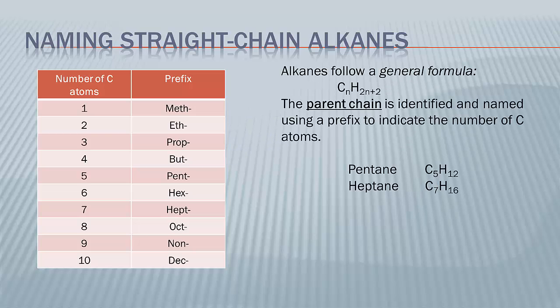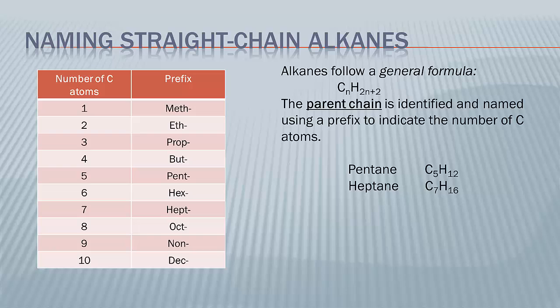Alkanes follow a general formula, CnH2n+2. So for every carbon in the molecule, there is double plus 2 hydrogens. We identify the parent chain, which is the longest number of carbon atoms in the molecule. This is identified and named using the appropriate prefix to indicate the number of carbon atoms it is.